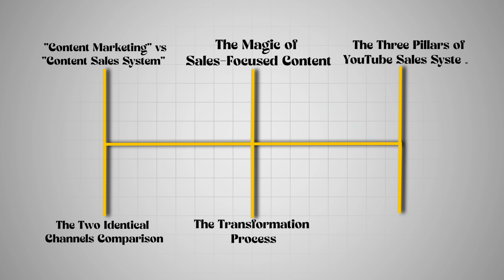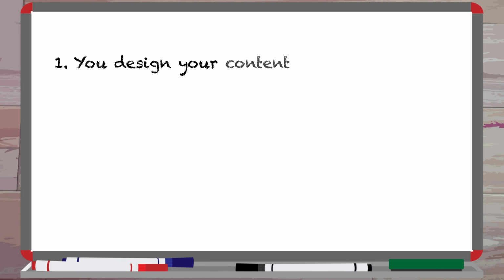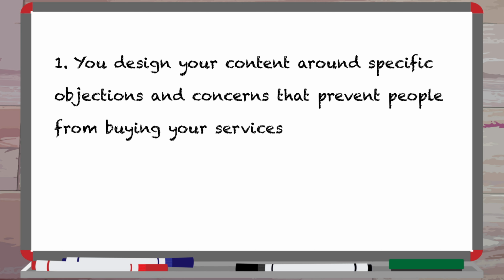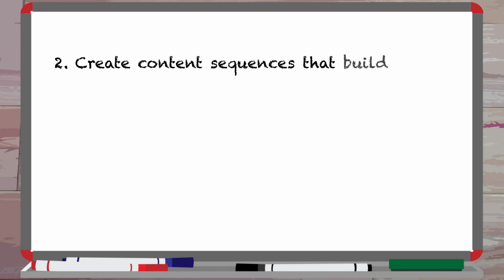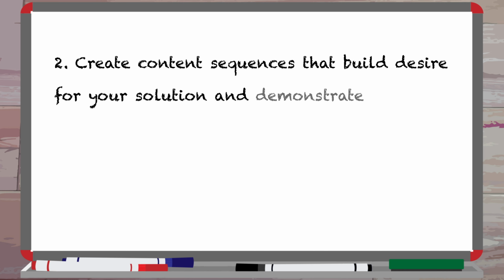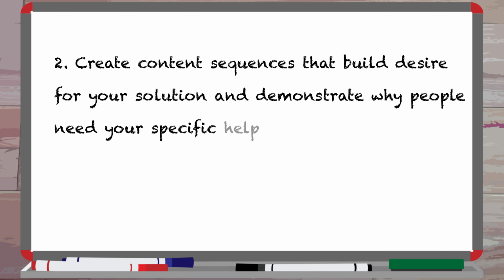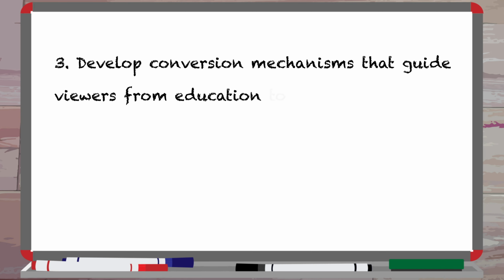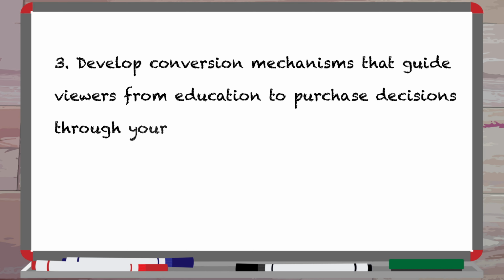The 3 pillars of YouTube sales systems. Here's what you need to understand about YouTube as a sales tool. There are fundamentally only 3 ways that you build a channel into something that consistently converts viewers into customers. Number 1 is you design your content around specific objections and concerns that prevent people from buying your services. Number 2 is you create content sequences that build desire for your solution and demonstrate why people need your specific help. And number 3 is you develop conversion mechanisms that guide viewers from education to purchase decisions through your content.